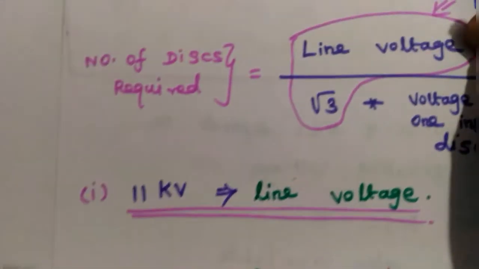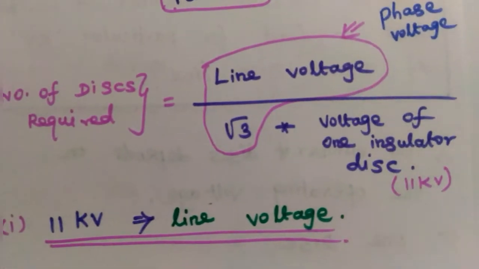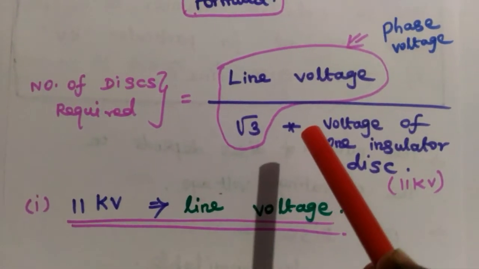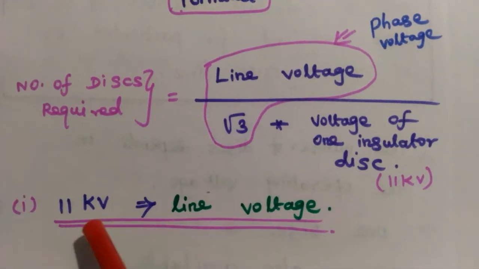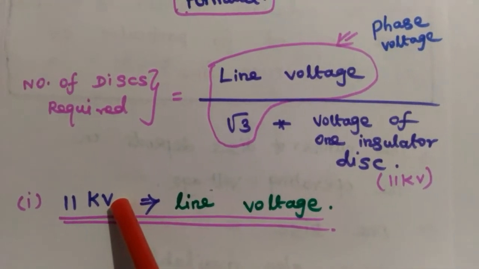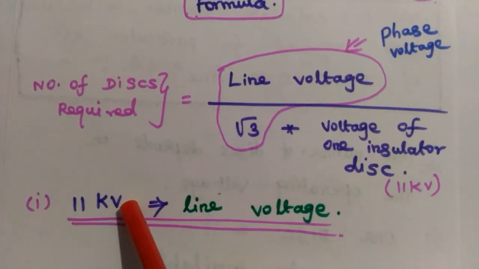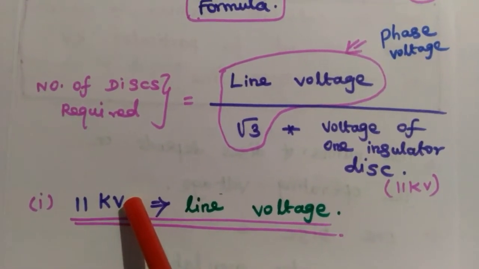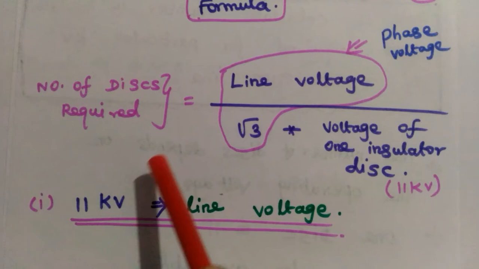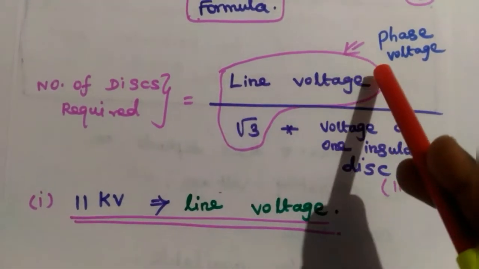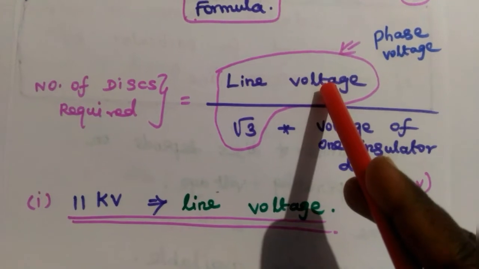So to calculate the number of insulator discs required for a particular transmission line, the formula is: number of discs required is equal to line voltage divided by root 3. Normally the line voltages are 11 kV, 33 kV, 66 kV, 132 kV. But at the time of calculating the number of discs required for a particular transmission line, we need the phase voltage. So we are going to convert the line voltage into phase voltage.